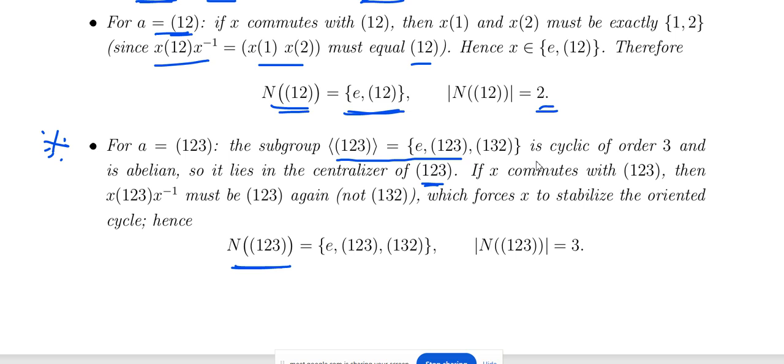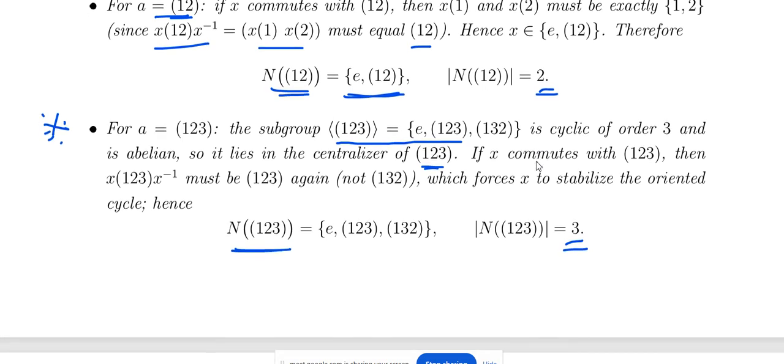If you look at it that way, it cannot be (1 3 2), which forces x to stabilize the oriented cycle. That is the normalizer of (1 2 3): the elements are E, (1 2 3) and (1 3 2). Okay, this is the normalizer of (1 2 3). The number of elements in it is equivalent to 3.